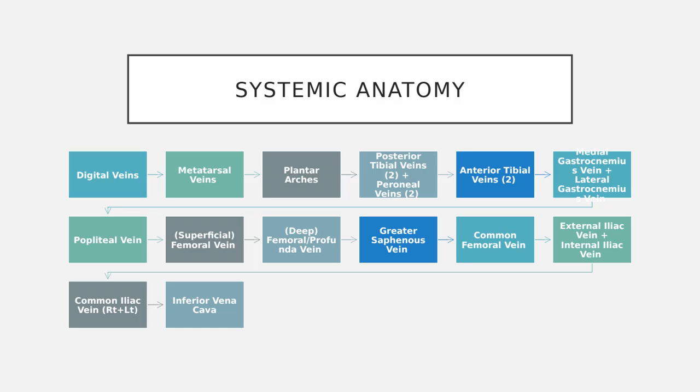So our systemic anatomy, like we said, working proximal to distal. We are going to start with our digital veins. Digital is talking about our digits, our fingers and our toes. We're mainly focusing on the legs, the feet, the toes. So we're having our digital veins.